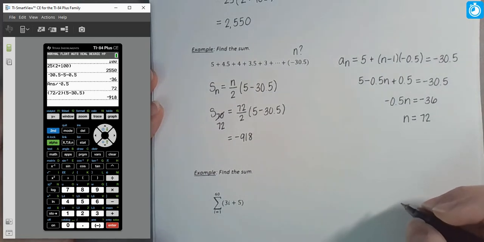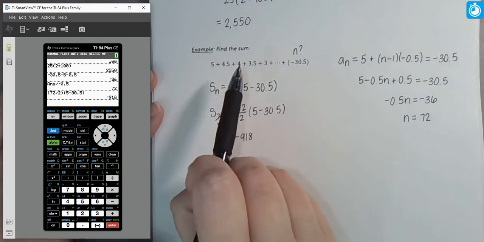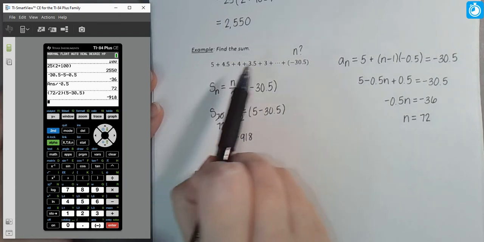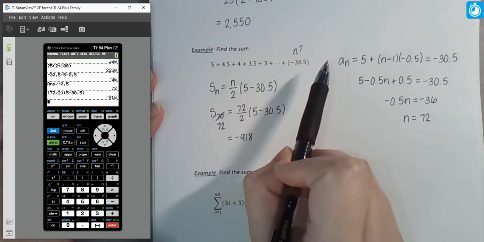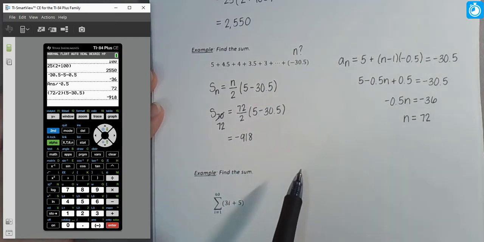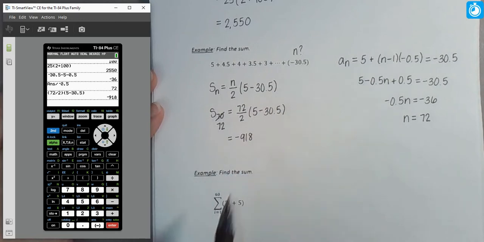Is it a problem that this is negative? No. It makes sense that it's negative because our values continue to decrease. So we're going to get down to 0 pretty quickly, and then suddenly we're adding on larger and larger negative numbers, all the way out to negative 30.5. So it does make sense that adding up those terms would result in a negative sum.